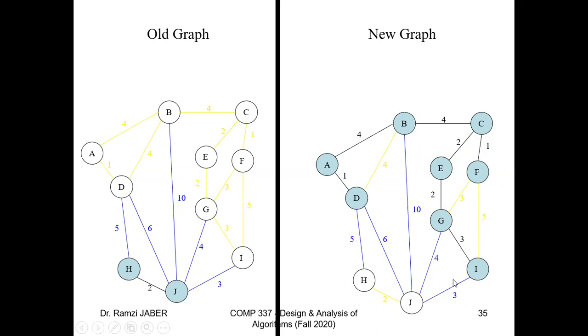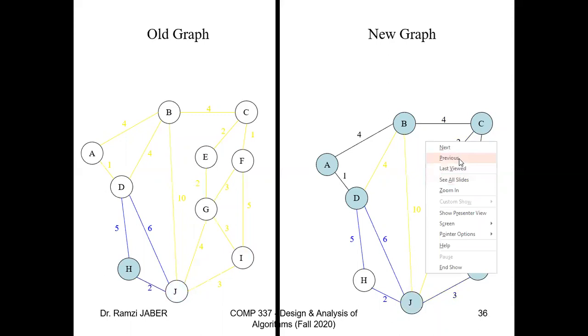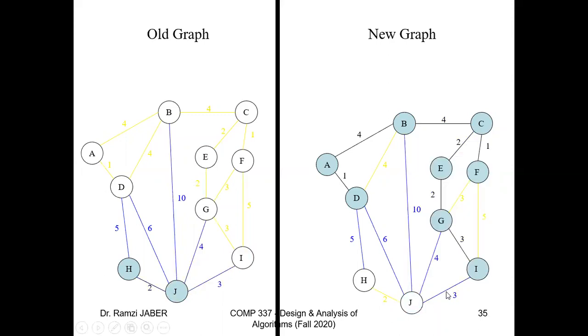So now for J, we have connected 1, 2, 3, 4. 4 edges to J, okay? We choose the minimum of these edges, 3. So IJ will be selected, 3. IJ will be selected and all these are removed. Now we still have H at the end.